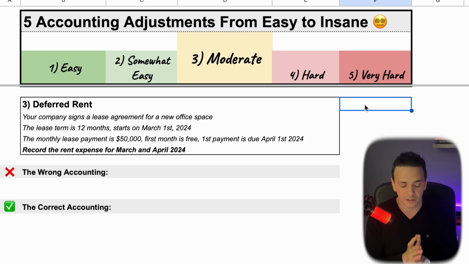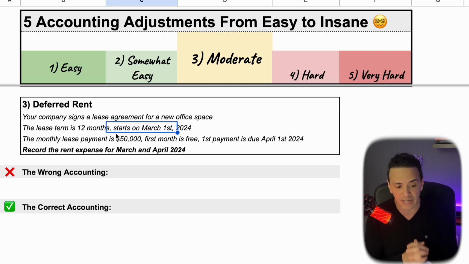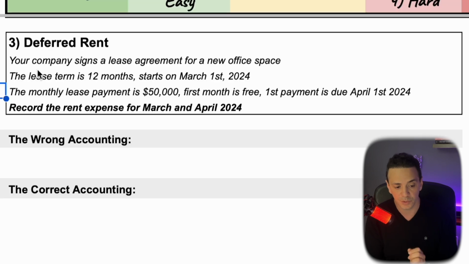All right, so what we got here is level 3 moderate. The example is deferred rent. Here's the fact pattern for this example. Your company signs a lease agreement for a new office space. The lease term is 12 months, which starts on March 1st, 2024. The monthly lease payment is $50,000. The first month is free, and the first payment is due April 1st, 2024. Record the rent expense for March and for April of 2024.